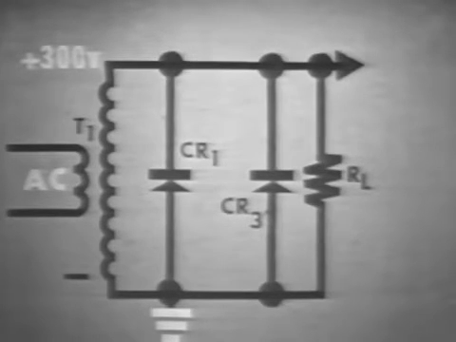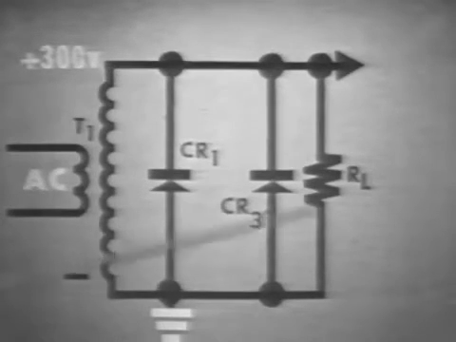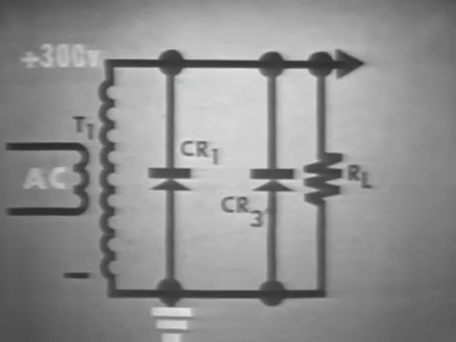Actually, T1, CR1, CR3, and R sub L are all in parallel. So whatever voltage is felt across the secondary of T1 is also felt across CR1 and CR3. Both collectors are at ground. Both emitters are at a positive 300 volts effective.